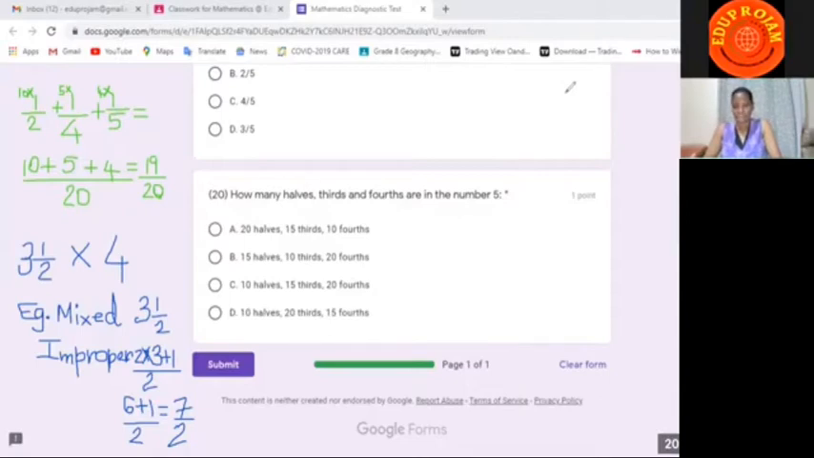10, 15, and 20, miss. Very good. So Rohan understands. All right, let's get through it now with Ashley. It says: how many halves, thirds, and fourths are there in the number 5?